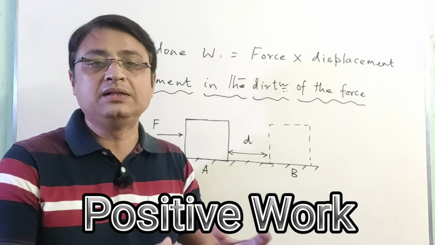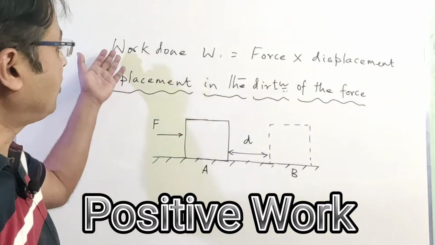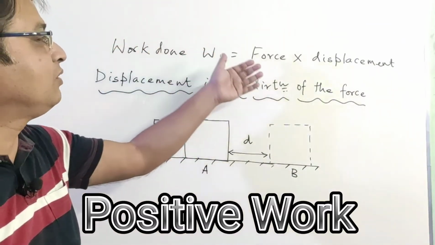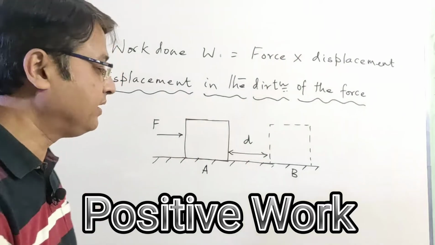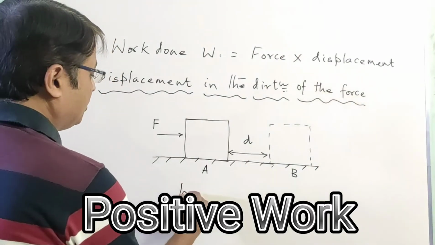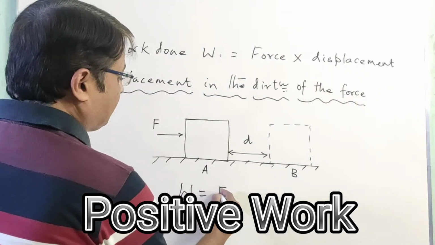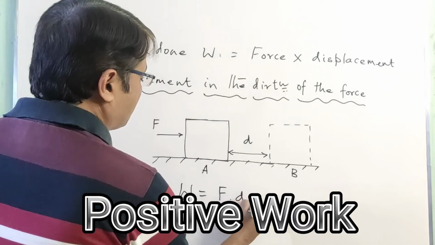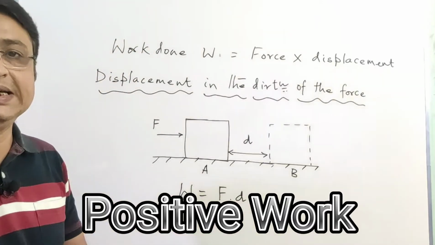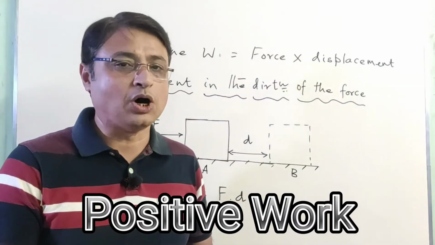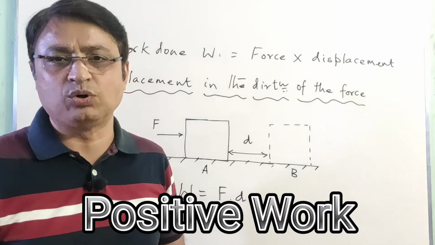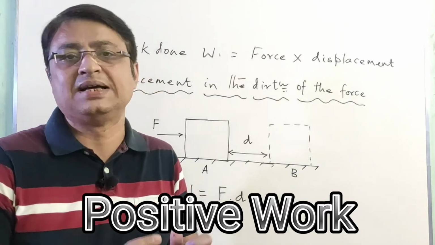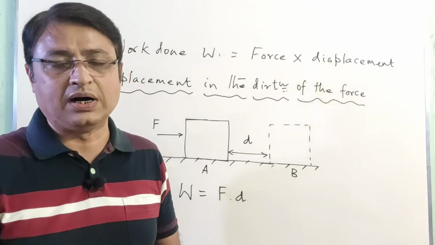So what will be the work done? From the formula we get that work done equals force into displacement. So here W will be equal to capital F into small d, as d is the displacement of the object in the direction of the force. So this is the simplest case to calculate work done.